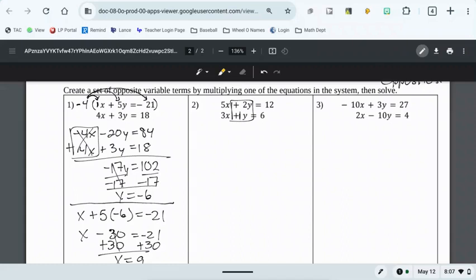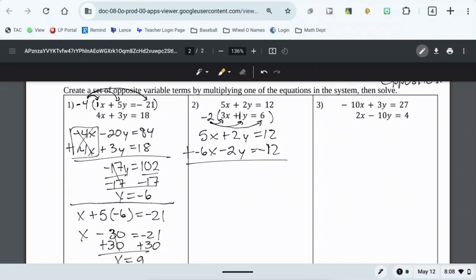Remember, there's an invisible 1 here. Turning a 1 into a 2 is easy, but we want to create the opposite, so turning it into a negative 2 is a lot easier. We can multiply that positive 1 by a negative 2. So the top equation stays the same. We're not going to change that, but we are going to manipulate the bottom equation by multiplying everything by a negative 2. So that gives us negative 6x, negative 2y, there's our opposites, equals negative 12.